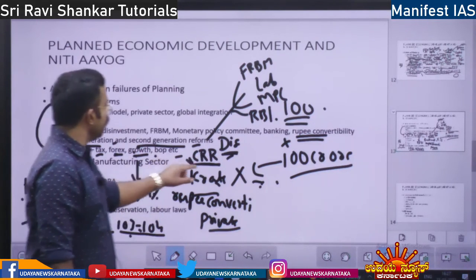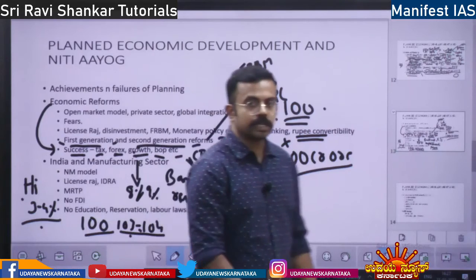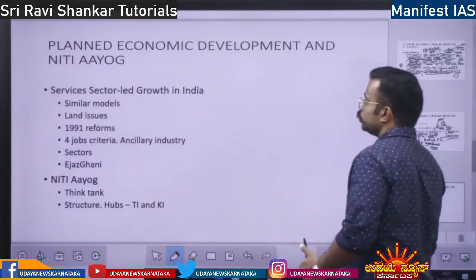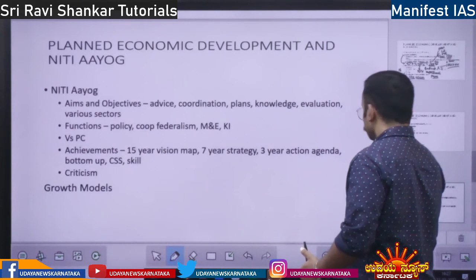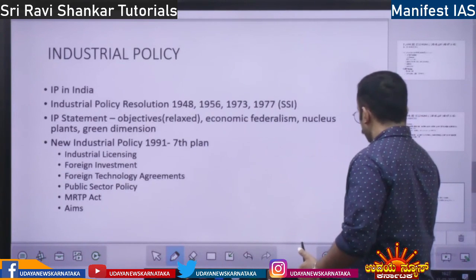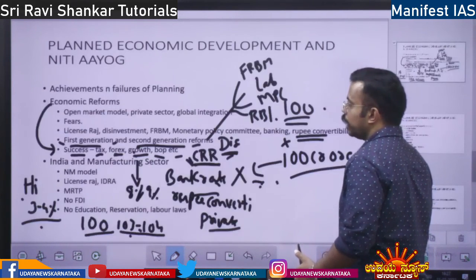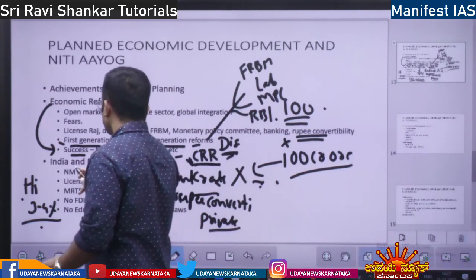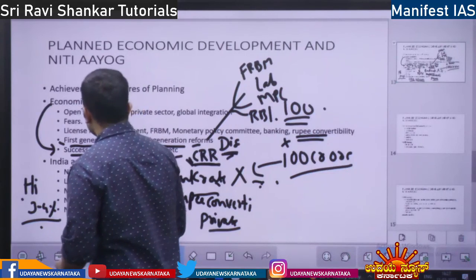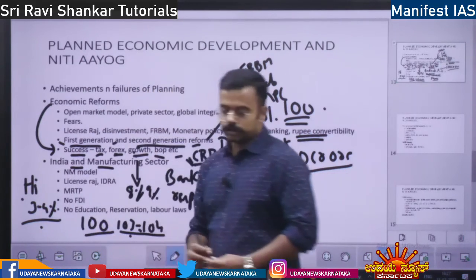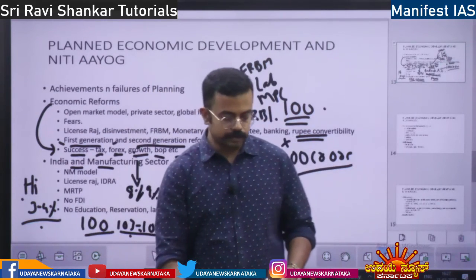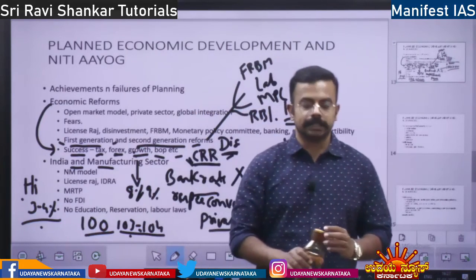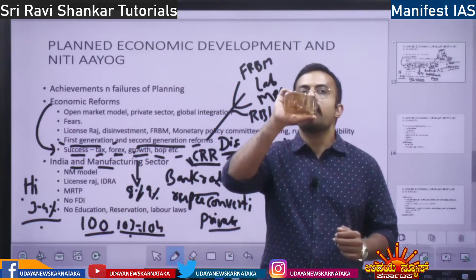And also BOP reduces. The balance of payment also gets reduced. Okay. So we will end the class today. Next we will talk about India and the manufacturing sector in tomorrow's class. How India has a relationship with the manufacturing sector. Okay.